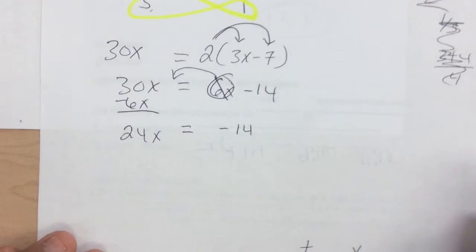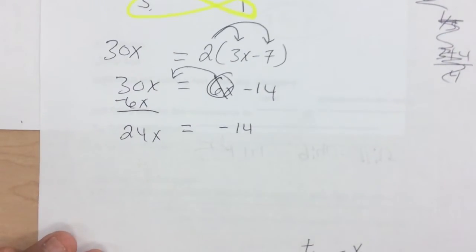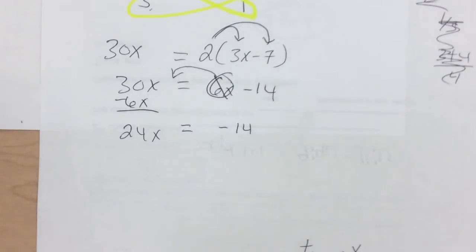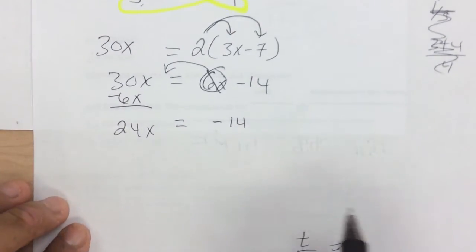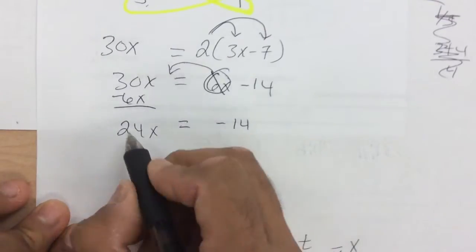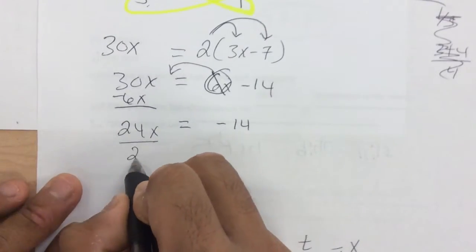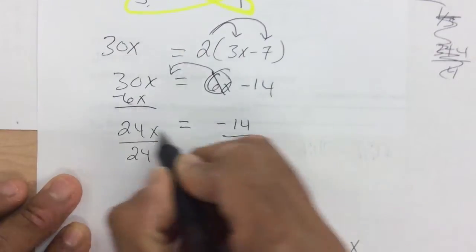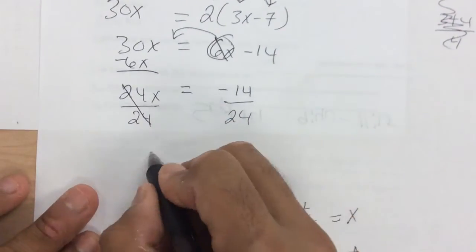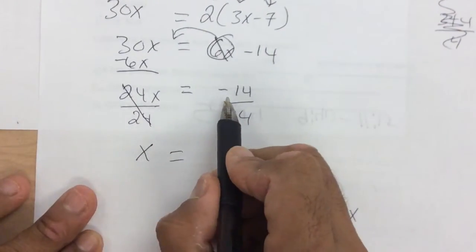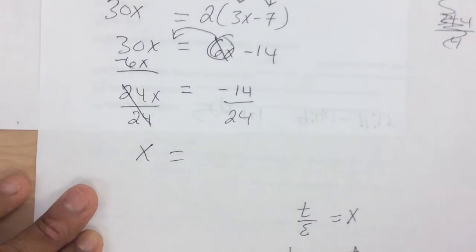Next step, jailbreak the constant. There's nothing to move around with the constant, so we're good to go. And then the last step, jailbreak the coefficient. So that means I need to jailbreak the 24. If you're multiplying by 24, the opposite is to divide by 24. So you're left with x equals, what is negative 14 divided by 24?